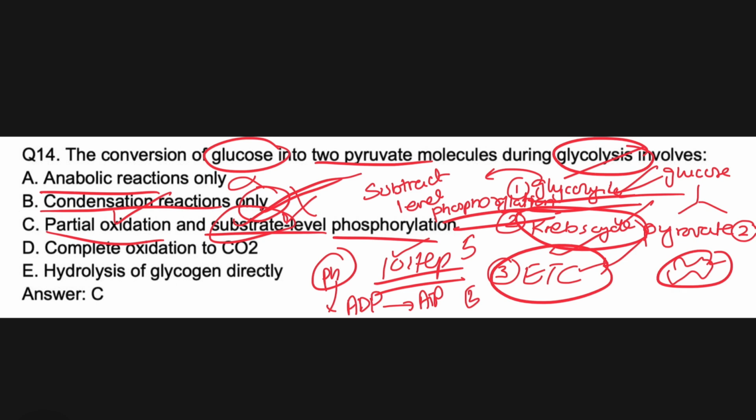Option D says complete oxidation to carbon dioxide. That's not true. It's not complete oxidation, it's partial oxidation. Hydrolysis of glycogen directly. That's not what we do in glycolysis. You break down glucose, not glycogen. So option C is the most appropriate option here.